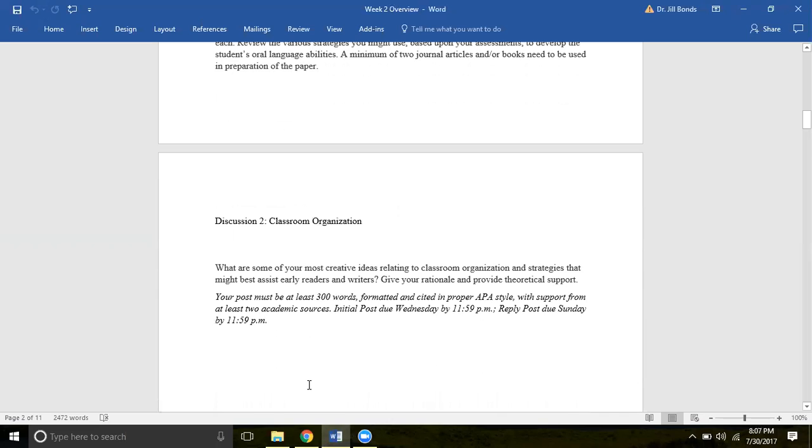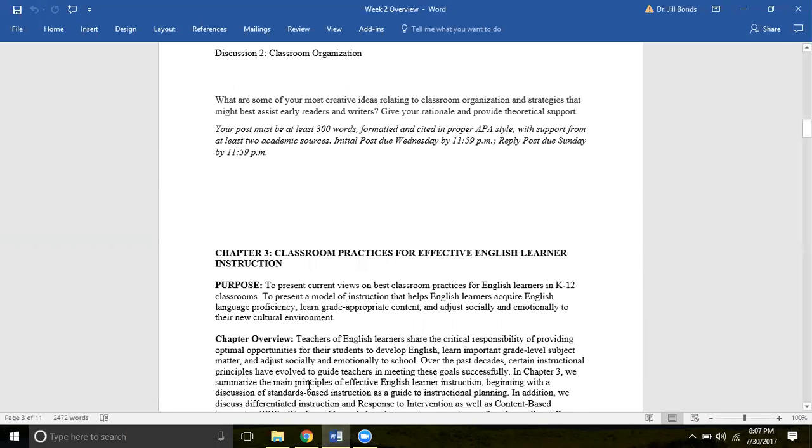This next discussion includes the following: classroom organization. What are some of your most creative ideas relating to classroom organization and strategies that might best assess early readers and writers? Please give your rationale and provide theoretical support.